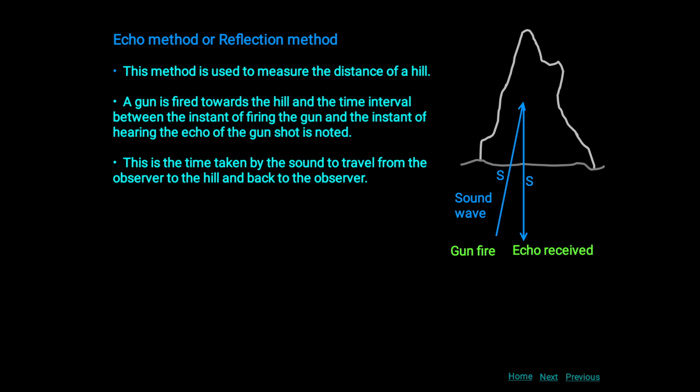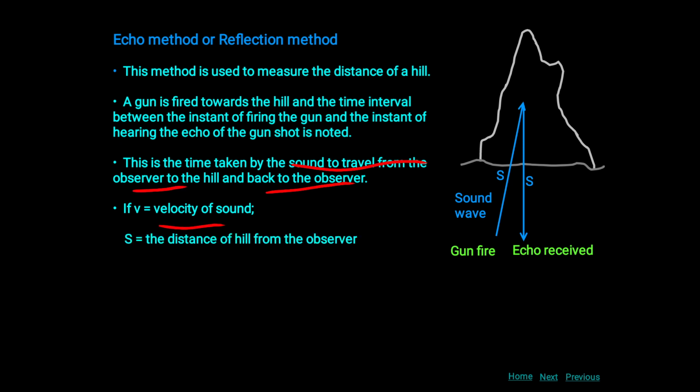This is the time taken by the sound to travel from the observer to the hill and back to the observer. If v is the velocity of sound, s is the distance of the hill from the observer, and t is the total time taken, then the distance is equal to v into t by 2.